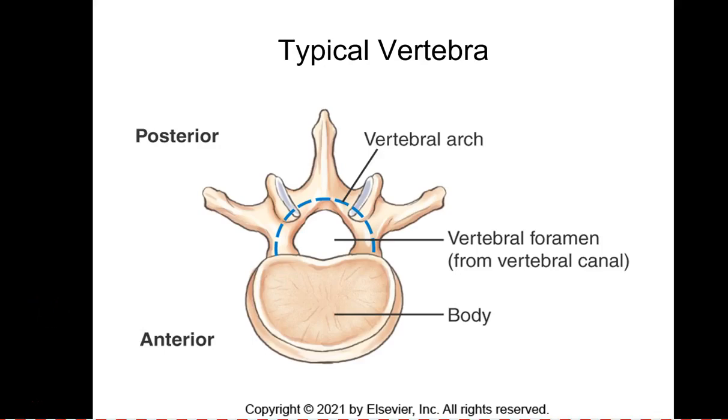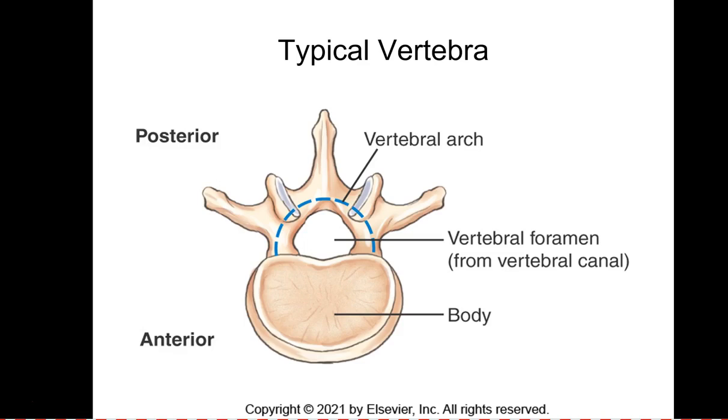Hello, and welcome to part 2 of cervical and thoracic anatomy. In part 2, we're going to begin by discussing the characteristics of a typical vertebra. And remember, in part 1, I alluded to the fact that vertebrae in different regions of the spine may vary in size and shape, but they are all similar in basic structure. And that's what we'll talk about here.